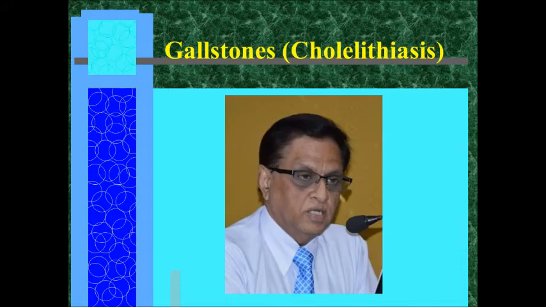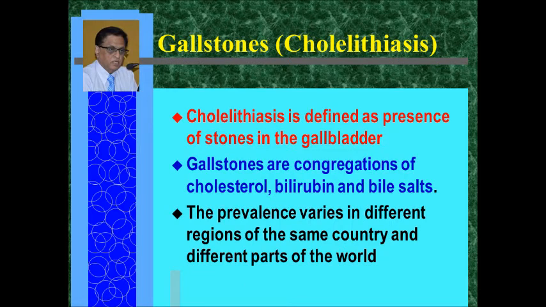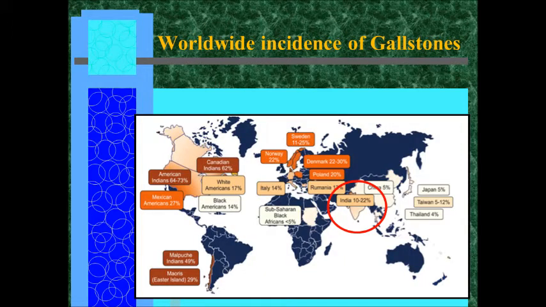I am now going to talk to you on gallstones, otherwise called cholelithiasis. Cholelithiasis is defined as presence of stones in the gallbladder. Gallstones are congregations of cholesterol, bilirubin, and bile salts. The prevalence varies in different regions of the same country and different parts of the world. Gallstones are prevalent in all parts of the world, and in India, it is about 10 to 22%.